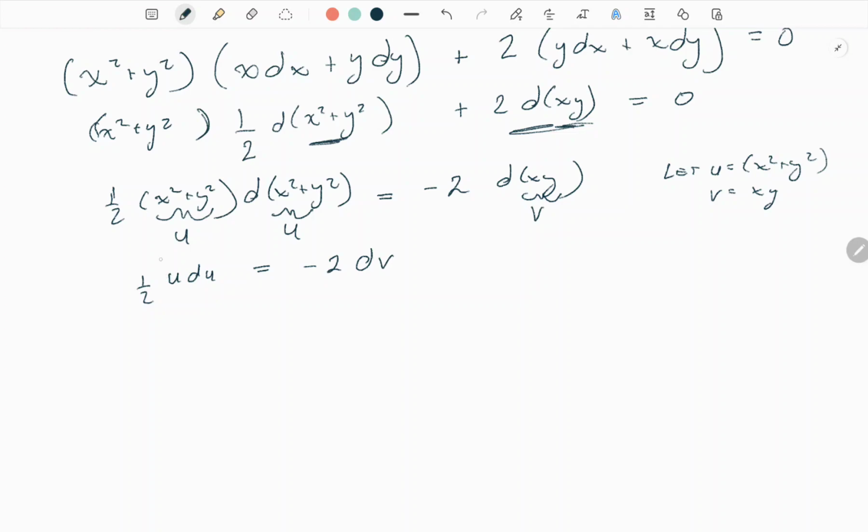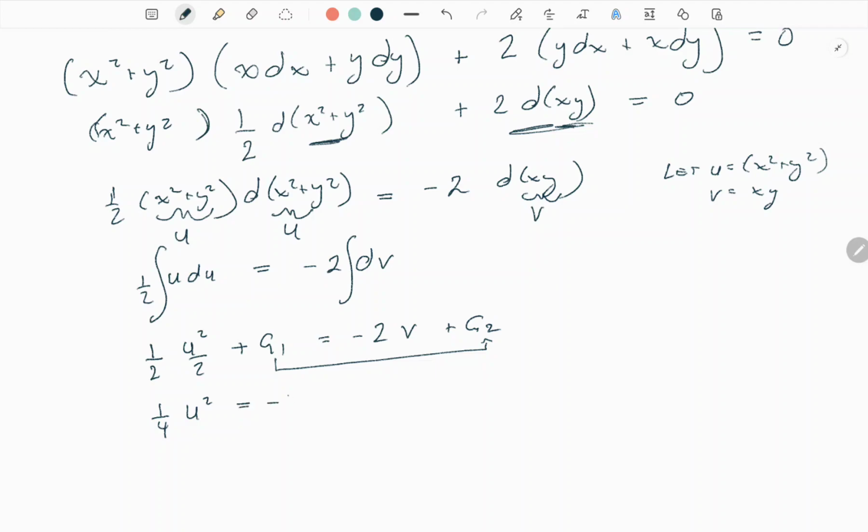And like we always do, we're going to integrate both sides. And so what does this become? Well, this becomes 1/2 times u squared over 2, plus some constant, is equal to minus 2 times v plus some other constant. And what I'm going to do is collect these two constants and bring them over to the other side of the equation. So what I have is 1/4 u squared is equal to minus 2v plus, and I'll just collect c1 and c2 into this constant.